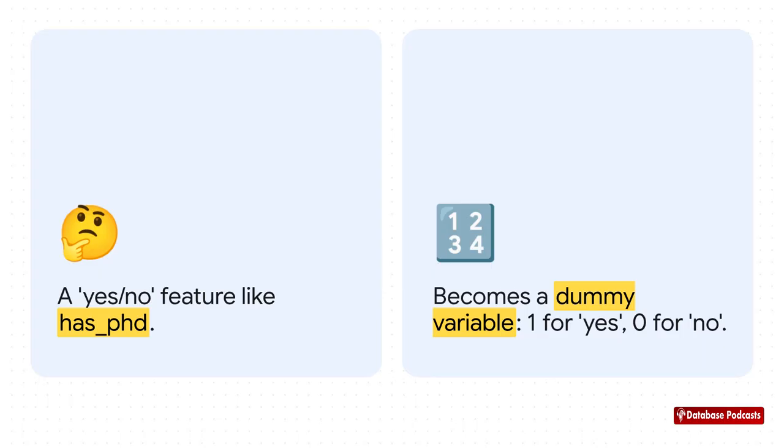We create something called a dummy variable. Think of it like a light switch. We just set it to 0 for no and 1 for yes. And boom, just like that, we've turned our category into a number that the model can totally understand and work with.